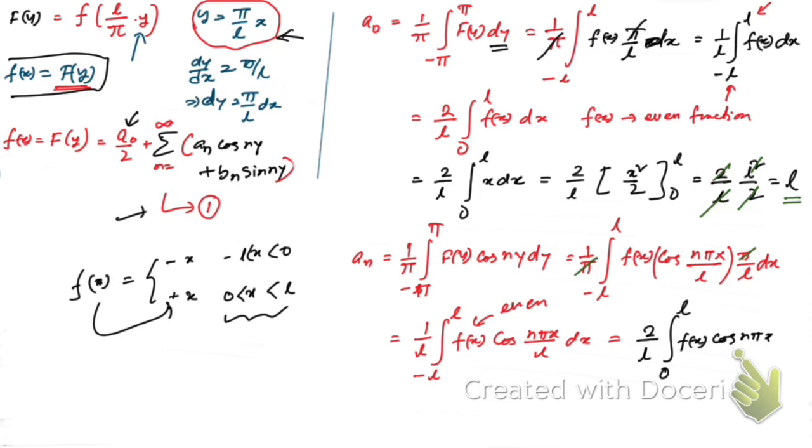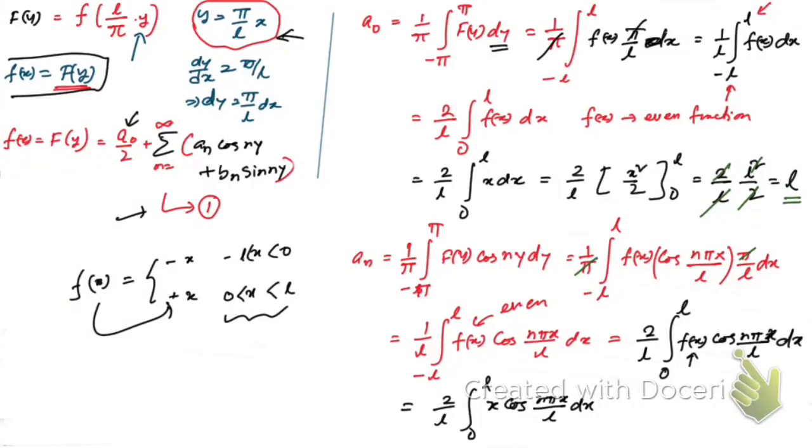So this should be cos(nπx/L) dx. Here f(x) is nothing but x, so we will get (2/L) ∫ from 0 to L of x cos(nπx/L) dx. Now let us integrate this. Let me take a new slide.